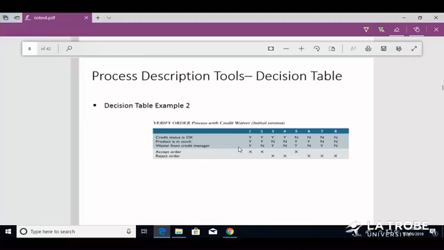Okay, so example 2 is quite similar to the previous one with just one extra condition. Look here. Previously we had 2 conditions: credit status is okay, and product in stock. 2 conditions mean how many rules do we have here? 4, 2 power 2. Now the same example but with 1 extra condition, so 3 conditions. How many columns will we have? 8, 2 power 3. So we will have 8 rules or 8 columns.